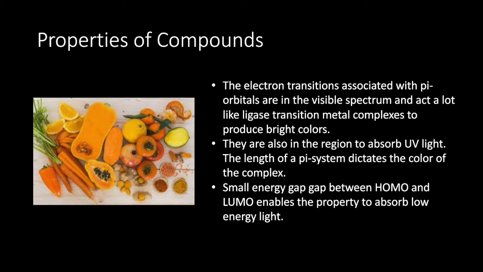As you add more conjugation, you raise the energy of the HOMO and lower the energy of the LUMO, and the gap keeps shrinking and shrinking. So when you get to things like beta-carotene, you have a very small energy gap, meaning it's able to absorb very low energy, or very long wavelength, light, which is why it appears in these deep reds and oranges. So it's all about having as small a gap between the HOMO and the LUMO as possible. Exactly. It's very interesting.